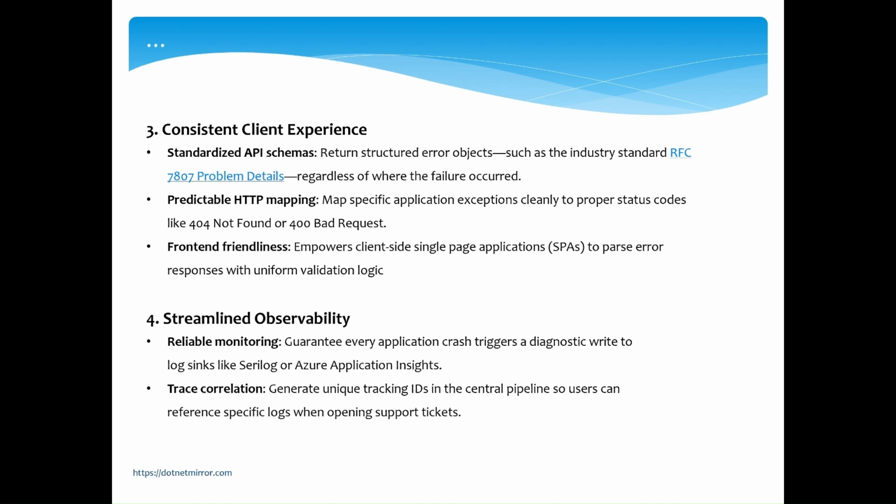The fourth one is streamlined observability. It guarantees reliable monitoring, ensuring every application crash triggers a diagnostic log write to Serilog or Azure Application Insights. It also enables trace correlation, generating unique tracking IDs in the central pipeline so users can reference specific logs when opening a support ticket.